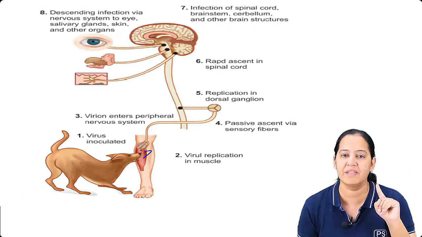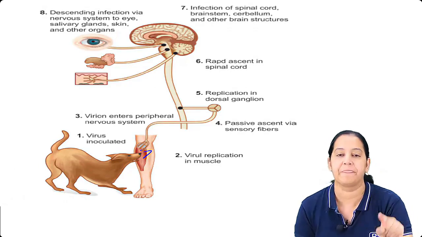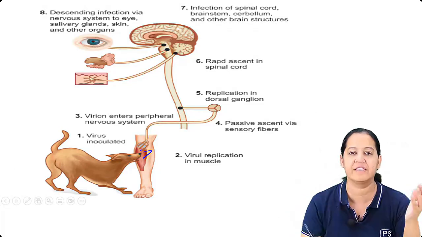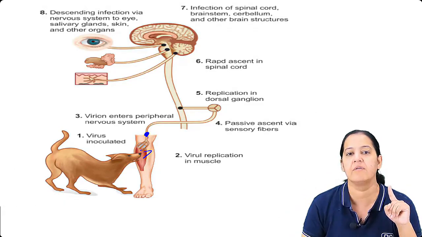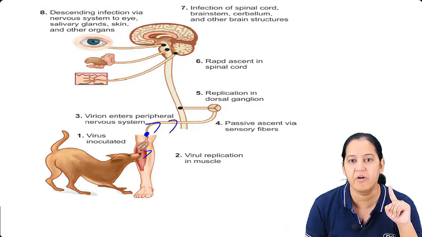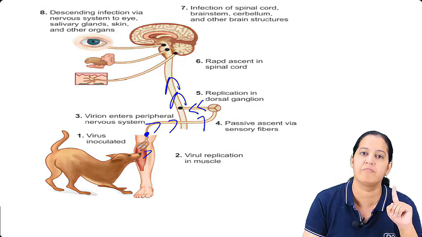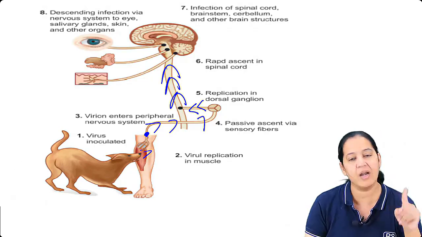After going deeper in the muscle, the virus gets attached to the nerve. We have nerves everywhere. So wherever the dog is biting, the virus gets attached to the nerve and it will ascend upward, upward, upward. It will go to the spinal cord. It is going upward and it reaches the brain. So ultimately, the virus reaches the brain.